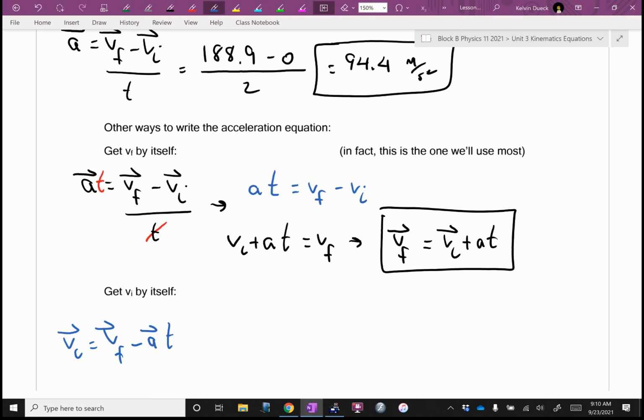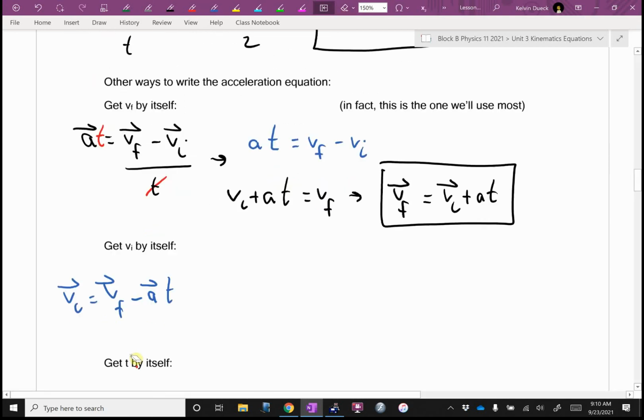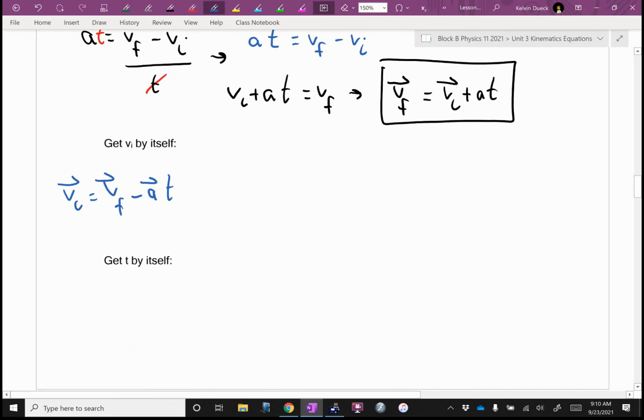And if you can wrap your brain around this, rather than having to memorize 4 equations, you can just look at this one, rewrite it in your head, and go straight to the punchline. How would I get the T by itself? Well, let's start with this one again. I'm not going to write the vector symbols, I'll bring them in at the end.